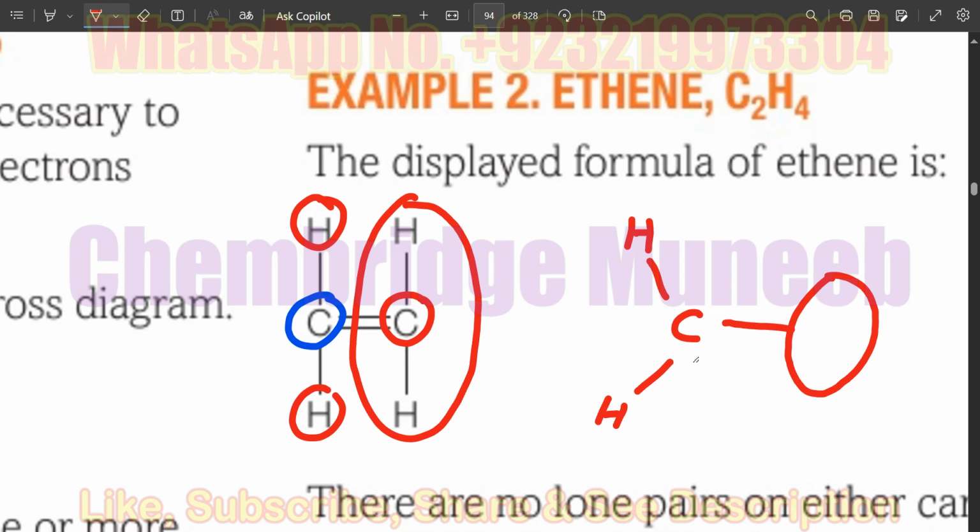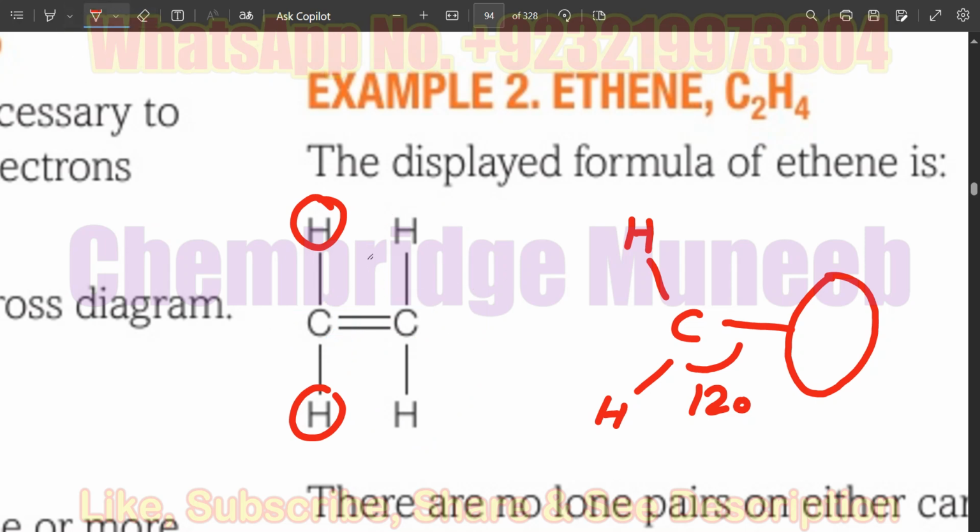So what do you see the angle here? 120. 120. We have treated this double bond as a single bond. We are considering that this double bond is the same region as a single bond, so that's why the angle is 120 degrees in ethene.